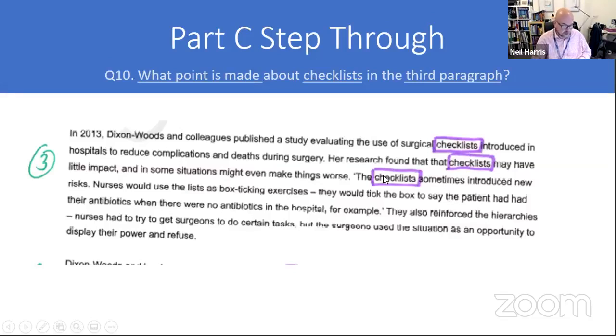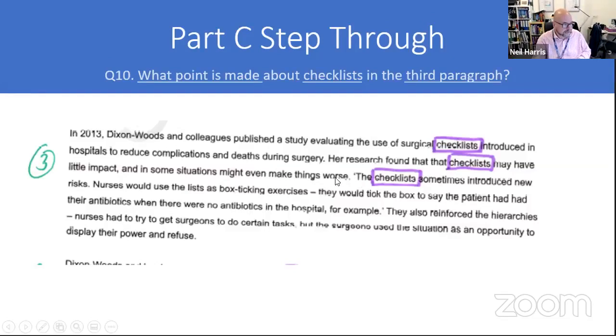So if we start analysing the information here, so 2013, they published a study. And what was the study about? It was the use of checklists introduced in hospitals to reduce complications and deaths. Okay, her research found checklists may have little impact and may make things worse. So we're already thinking that checklists aren't entirely helpful all the time.